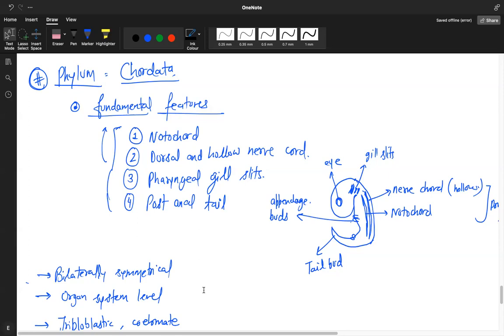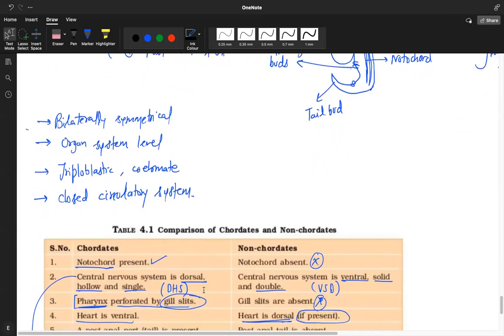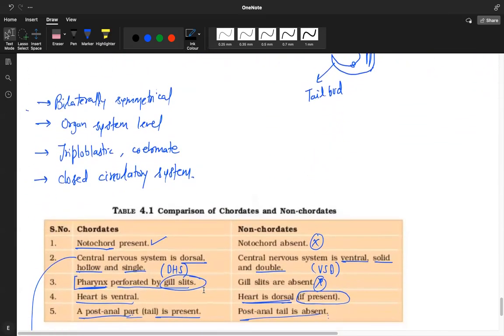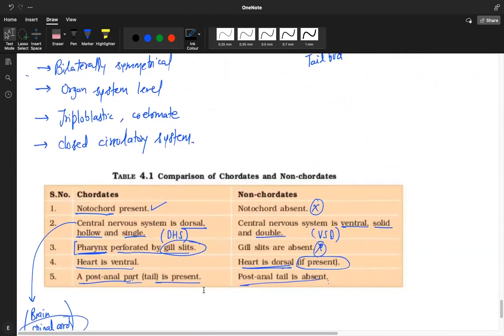Yes. Chordates are bilaterally symmetrical. They have organ system level of organization and are triploblastic, and they have a closed circulatory system. It means the blood is enclosed in the heart, arteries and veins. Correct. Then we discussed the comparison of chordates and non-chordates.